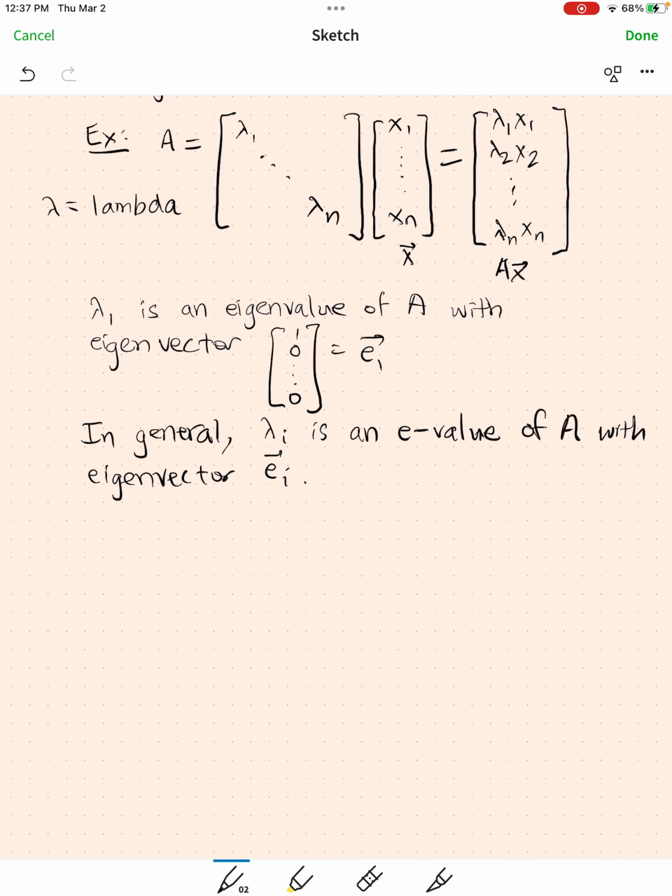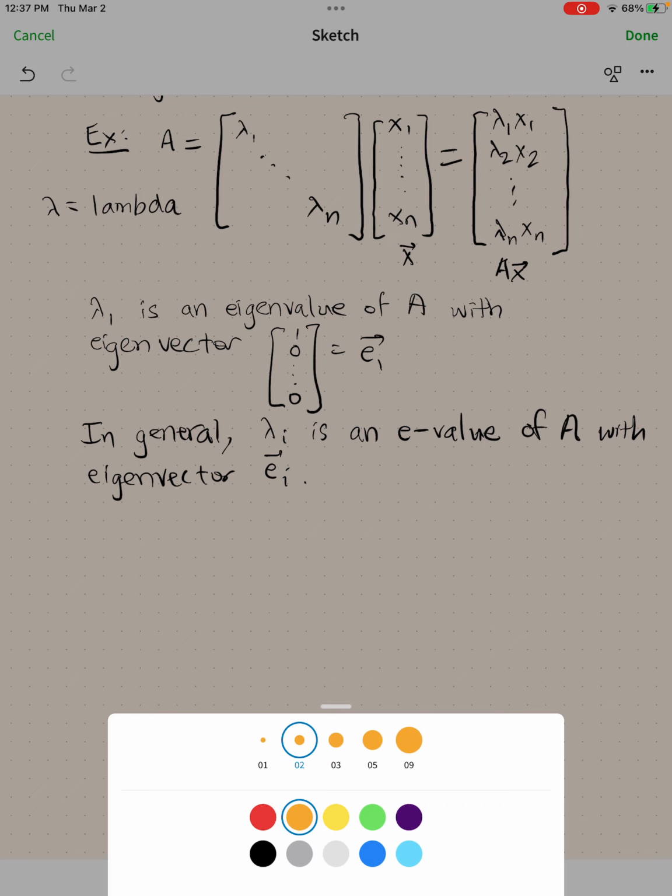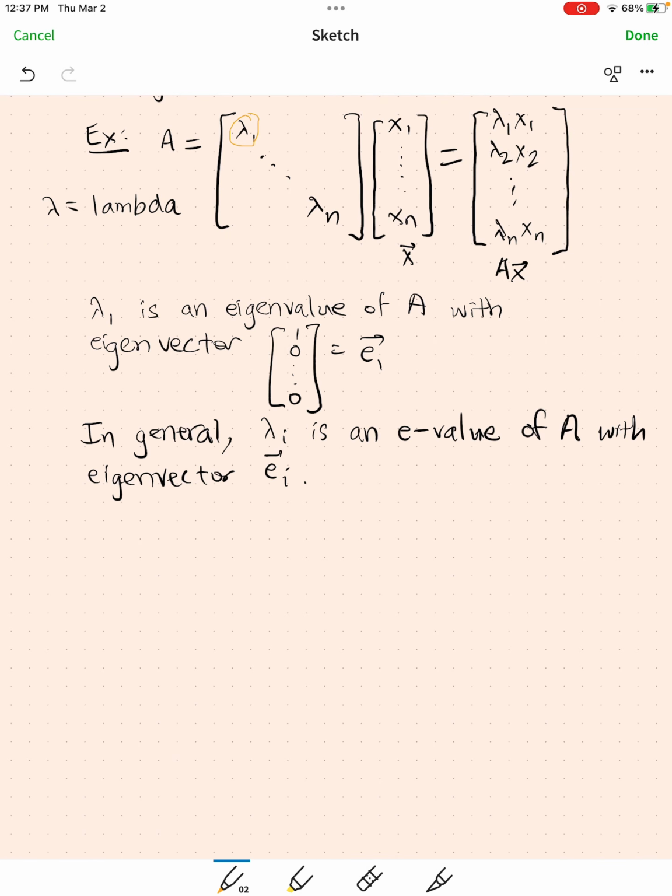Right? Because what does this matrix A do? When you have a diagonal matrix, this first scalar is going to scale the first axis, like the x1 axis, by a factor of lambda 1. And lambda 2 is going to scale the x2 axis by a factor of lambda 2, and so on until you get to lambda n. So that's what's going on here.